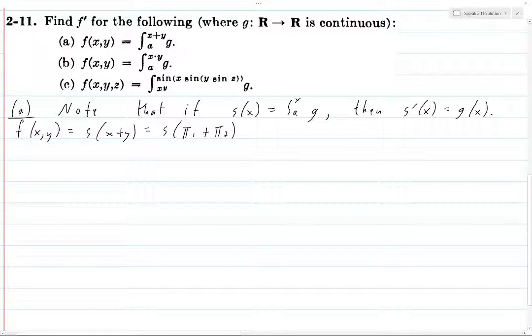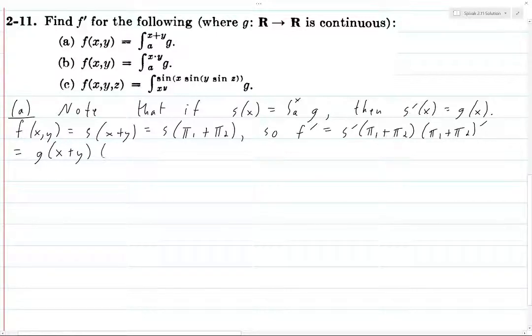So f of xy is s of pi 1 of xy plus pi 2 of xy. So if we want to take f prime of xy, this is going to be s prime of pi 1 plus pi 2 times the derivative of pi 1 plus pi 2. So s prime of pi 1 plus pi 2 is just g of pi 1 plus pi 2. So it's going to be g of x plus y. And then here when we take the derivative of pi 1 plus pi 2, we're just going to get the vector 1, 1. And so this is the vector that we end up with.